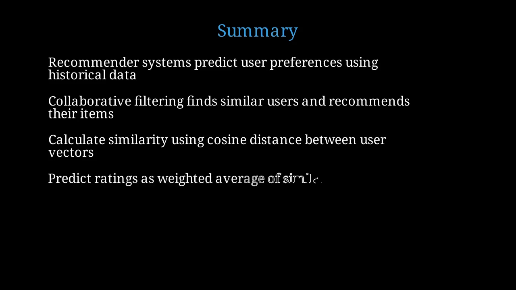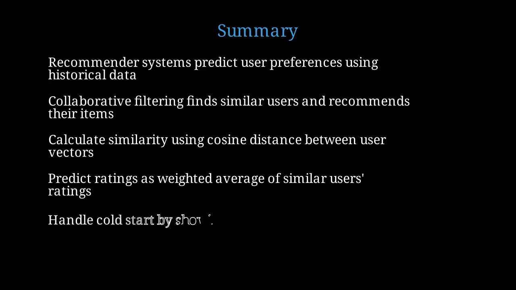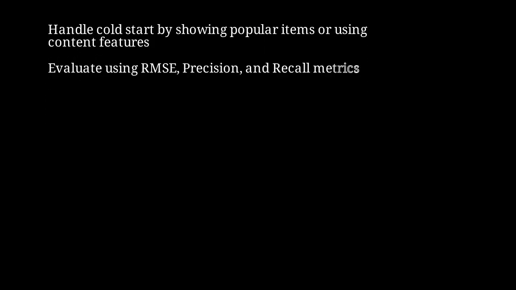To predict unknown ratings, take a weighted average of similar users' ratings, with weights based on similarity scores. Address the cold start problem for new users by showing popular items, and for new items by using their content features. Measure system performance using metrics like RMSE for rating accuracy and precision and recall for recommendation quality.